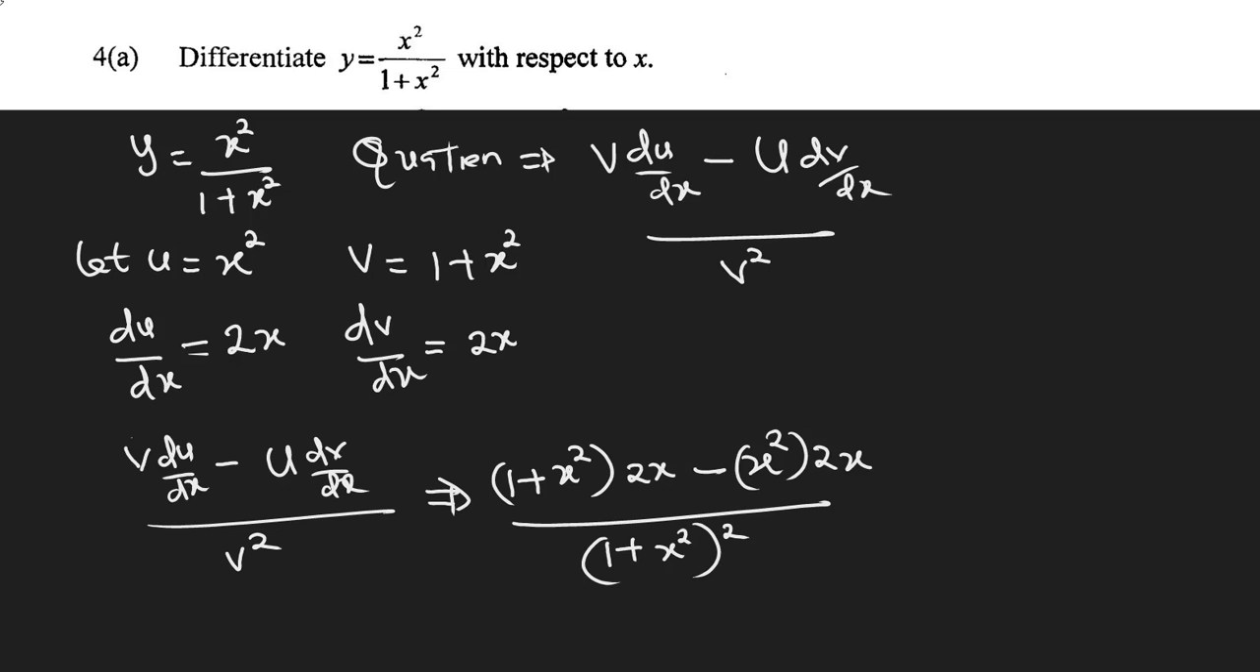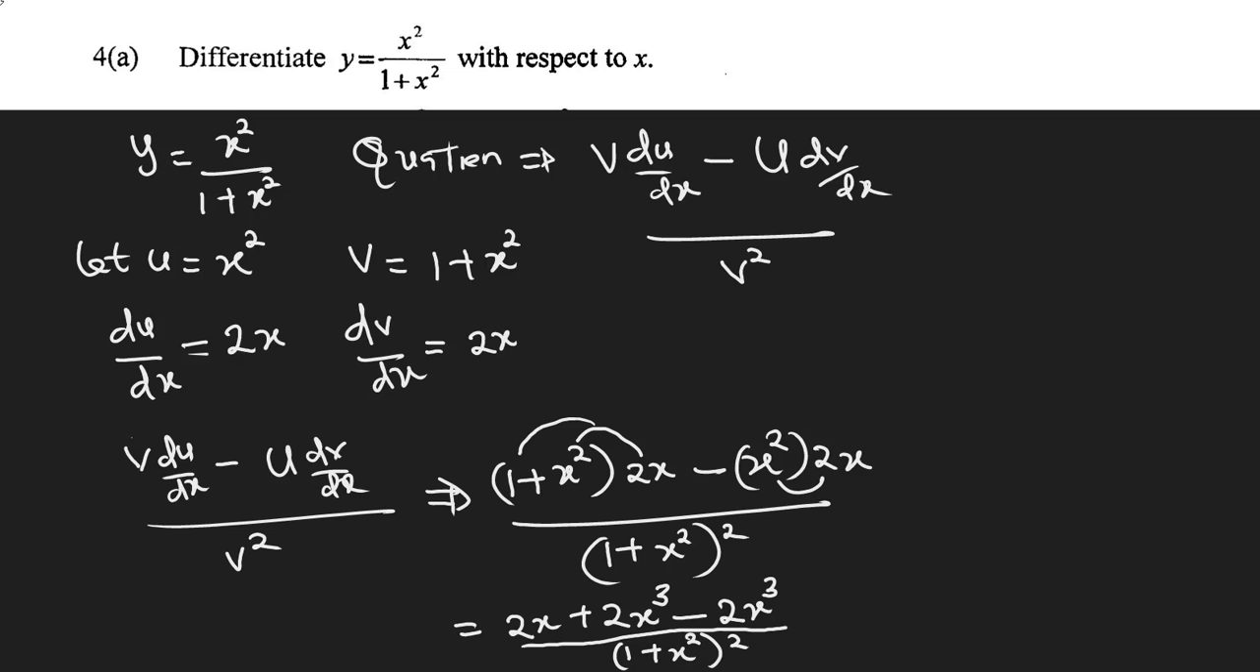So if we open this up, we're going to have something like this, equals to this one here will multiply by this, and it's going to multiply by this, right? So 2x times 1 is 2x. Then we have plus 2x times x squared, which is going to be 2x to the power of 3, right? Then we have minus 2x times this 2x, because this one multiplies by this. 2x times x squared is going to be 2x raised to power 3. Then over our denominator, which is 1 plus x squared all squared, right?